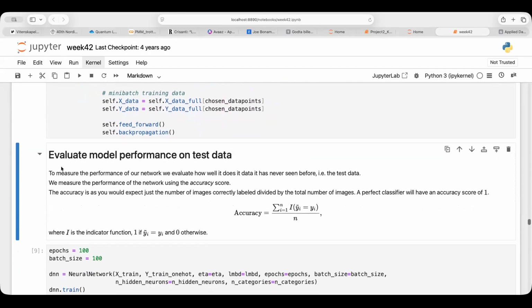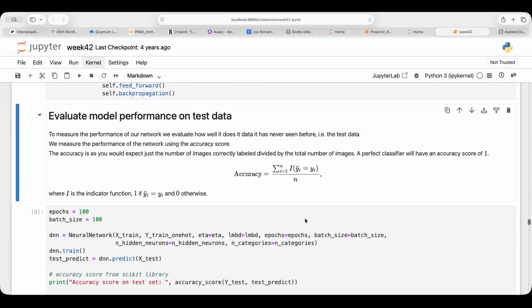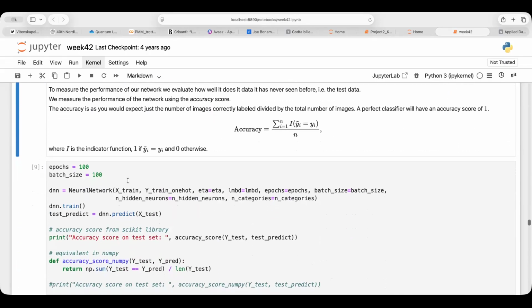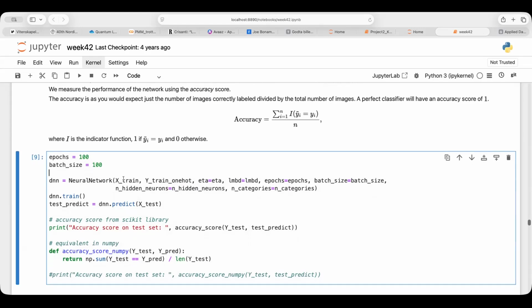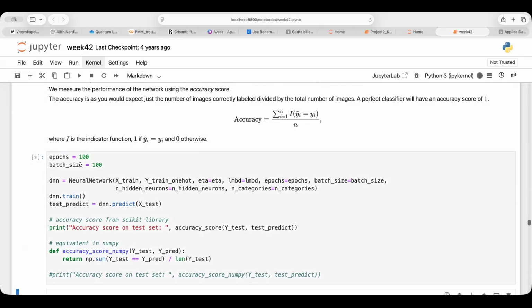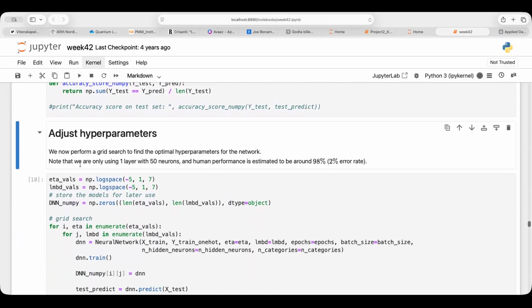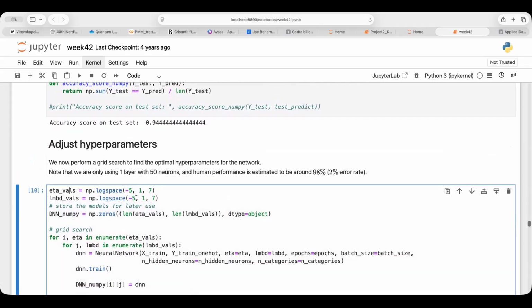So if we now just run it, you see that we can define the accuracy to just be the number of correctly classified divided by the total number of events. So here, I'm now setting up 100 epochs and a batch size of 100, and I can start training my network. I adjust the hyperparameters, so I make a loop over hyperparameters, and you can see now that the accuracy score on the test set is not that bad.